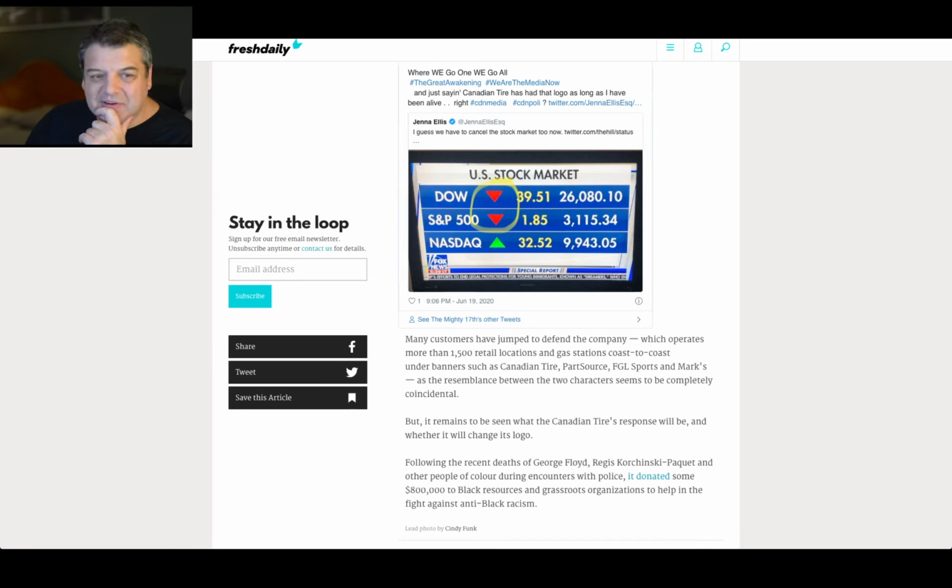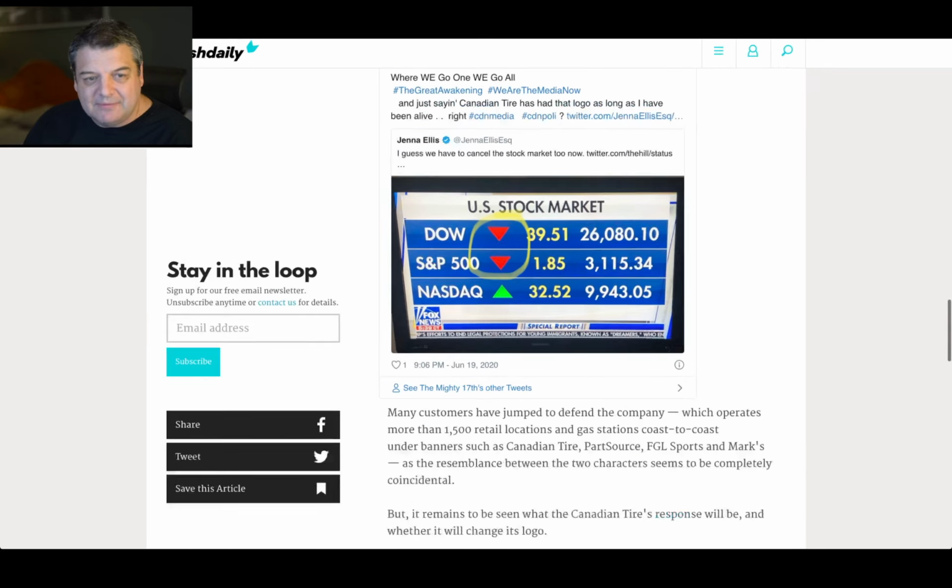They use the inverted triangle for stocks going down. So, is there going to be a next one on this? Is this Nazi symbolism? Is the Dow Jones index using Nazi symbolism? Because that's how crazy it is. Because symbols are everywhere, you know?